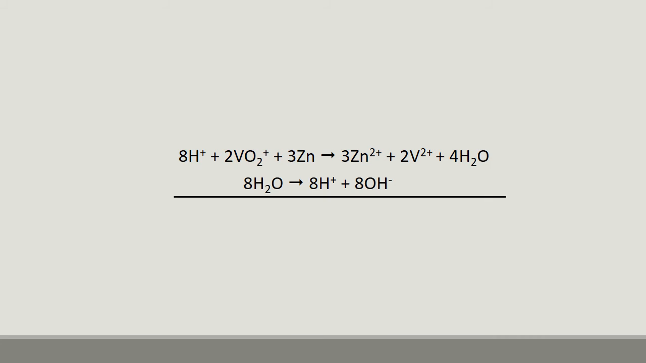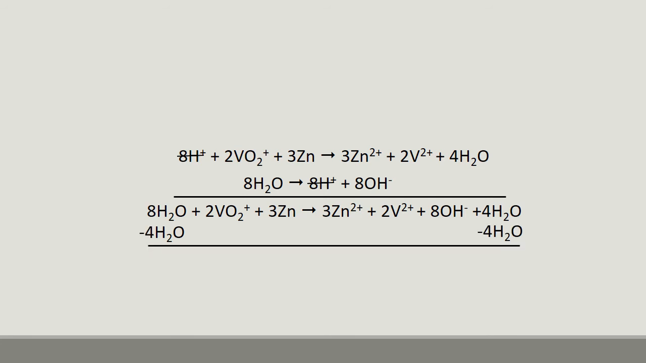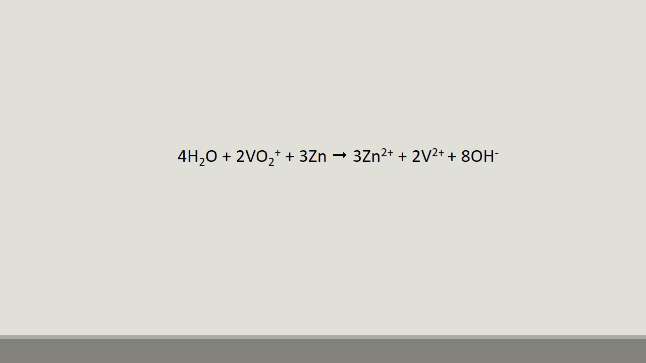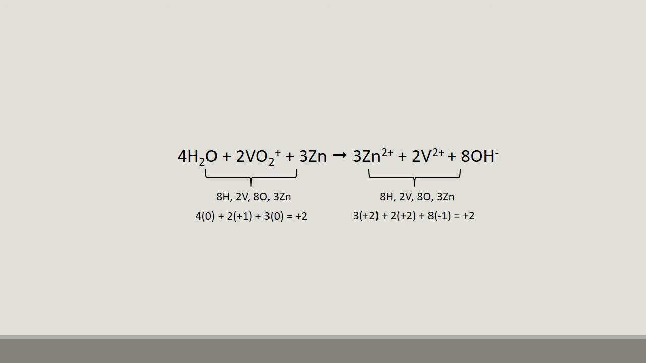When we add the two equations together, the hydrogen ions drop out, giving us this equation, which we can simplify a bit by subtracting 4 waters from each side. The resulting equation is still both atom balanced and charge balanced, only now it's correctly showing a basic solution.